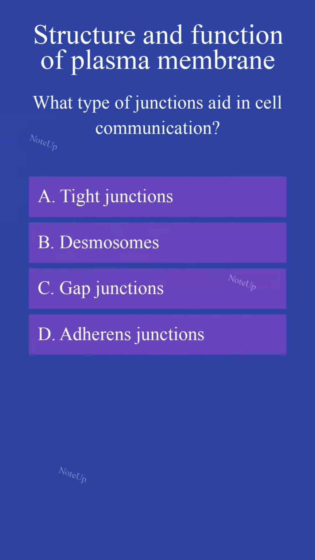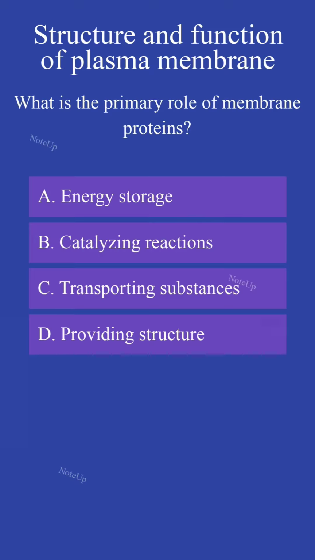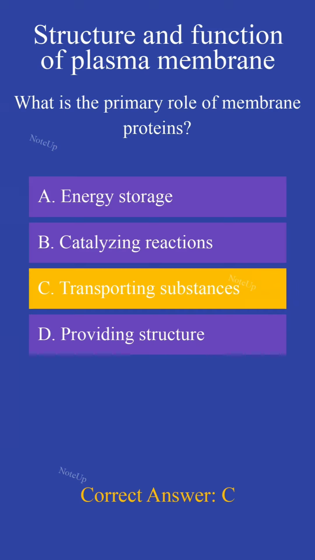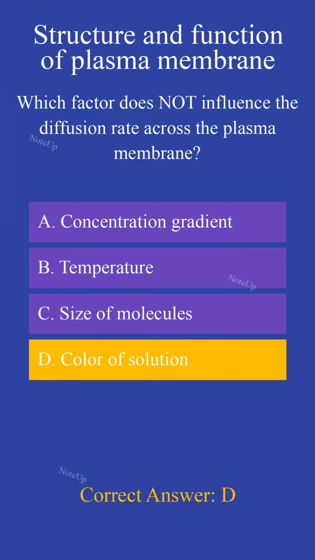What type of junctions aid in cell communication? Gap junctions. What is the primary role of membrane proteins? Transporting substances. Which factor does not influence the diffusion rate across the plasma membrane?